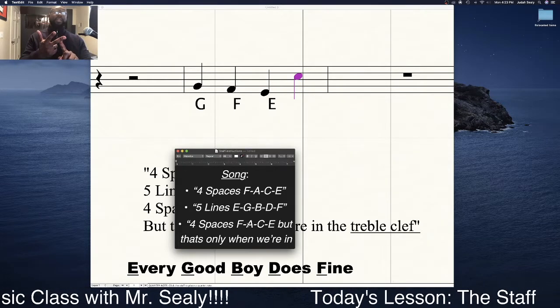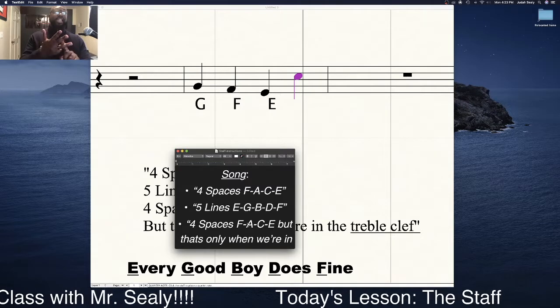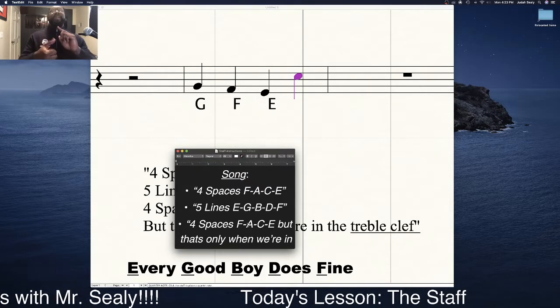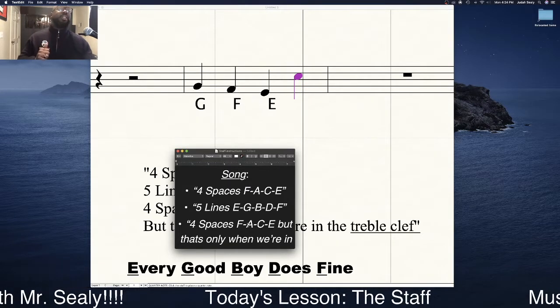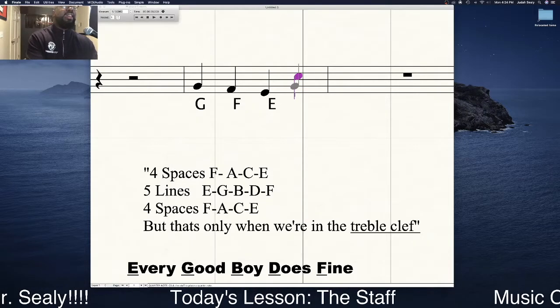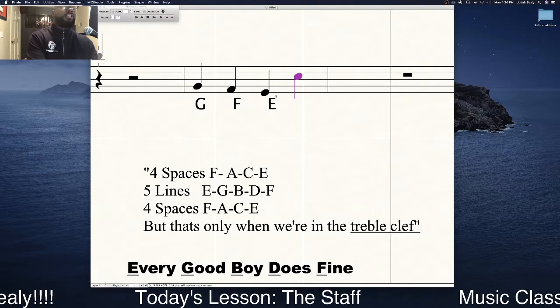Oh, well, you don't even have to go any further than that. We don't even have to say E because we're looking for the third space. 4 spaces, F, A, C, boom. So that means that this is a C. So I'm going to label this.